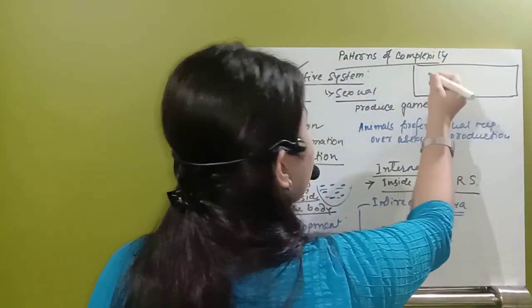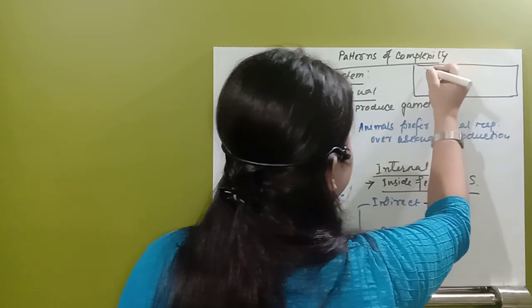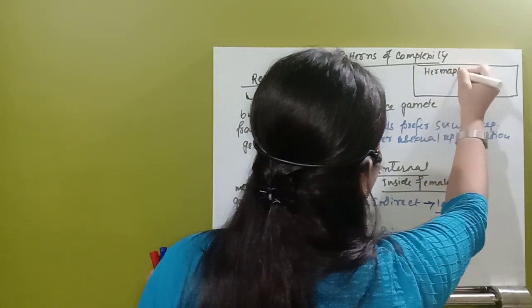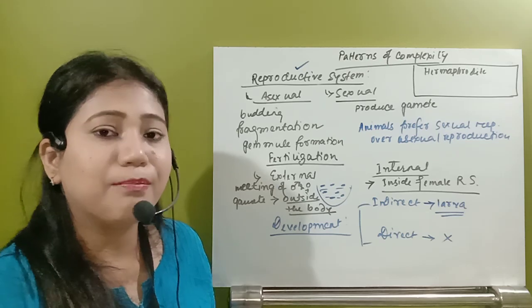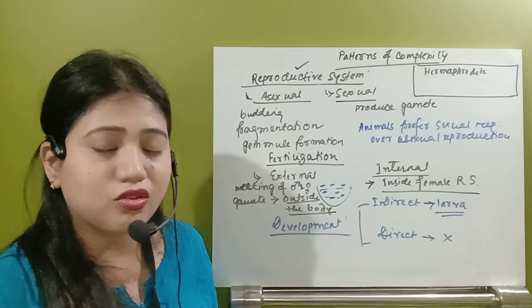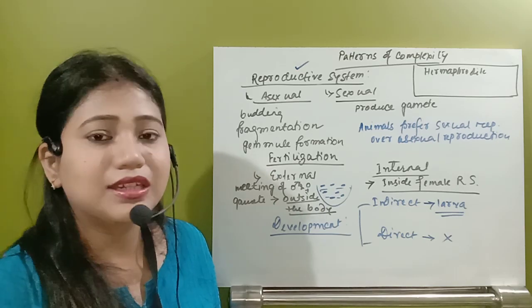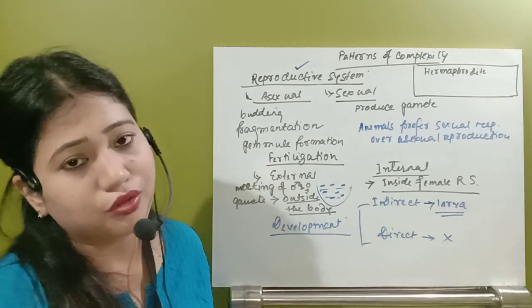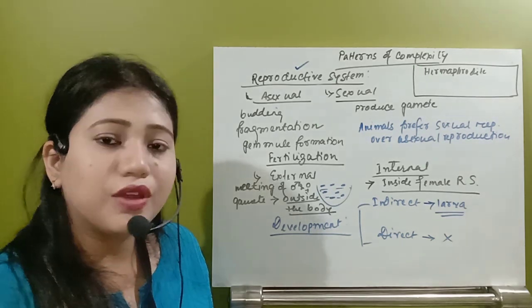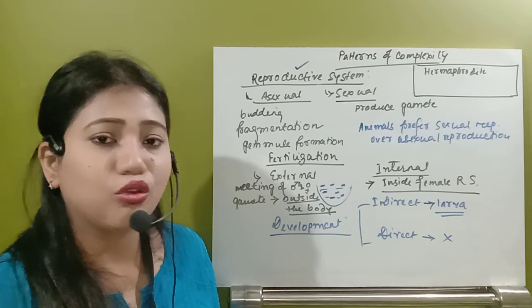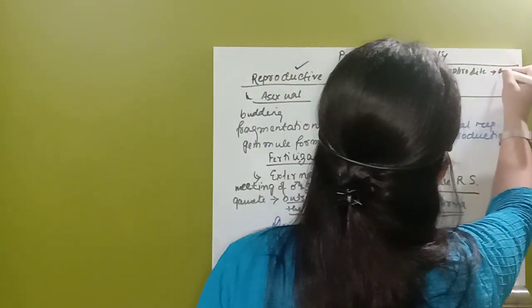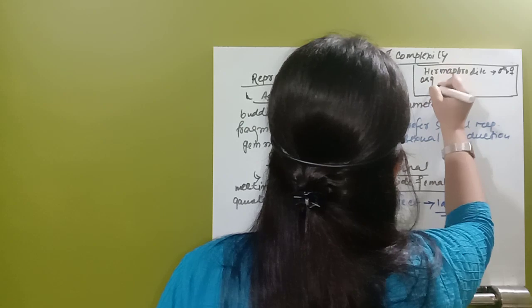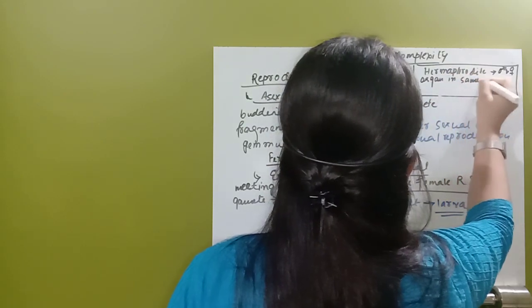Next, another important point here, that we have two conditions. First type is hermaphrodite. So what is hermaphrodite? Hermaphrodite animal means those organisms which have the male and the female organs or organ system in the same body. That type of organism is known as the hermaphrodite type of animal.